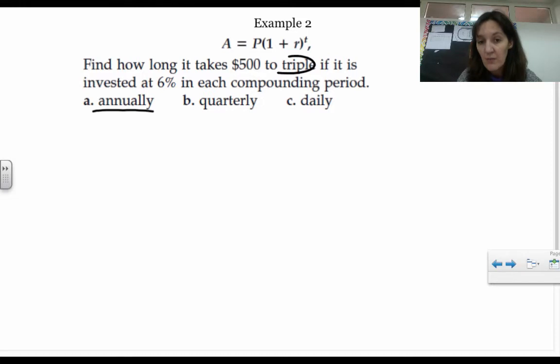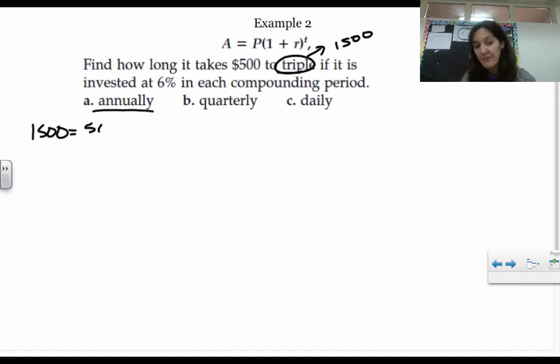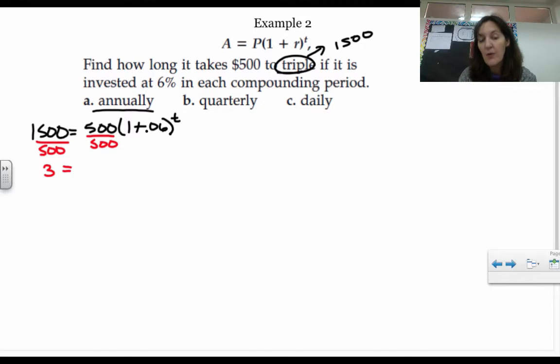So when I put this in a formula, to triple, $500 triple is $1,500, 500 times 3. So the amount that I end up with is 1,500, and I started with 500 times 1 plus my rate, 0.06, to the t. I don't know what t is, so obviously we're going to introduce logs in a moment. But let's simplify first. Divide by 500, and I get 3 equals 1.06 to the t.